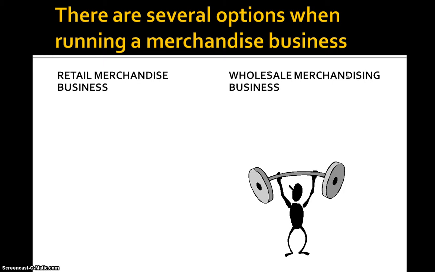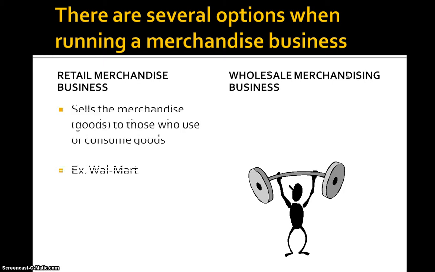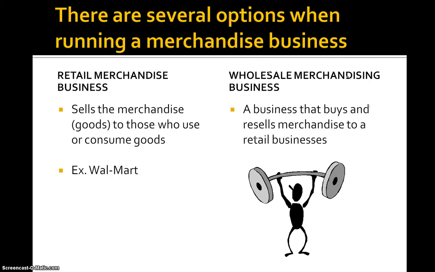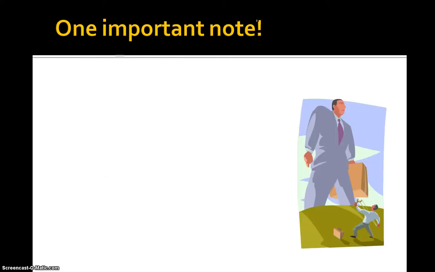So when you're running a merchandising business, you can actually sell goods to those who consume that particular product. For example, if you went to Walmart and you bought a box of Cheez-Its, you would be the consumer. Or you could have a wholesale type of business where that business buys merchandise, say Hershey's chocolate, and then sells it to the Walmarts and Targets of the world. So that's called a wholesale business.